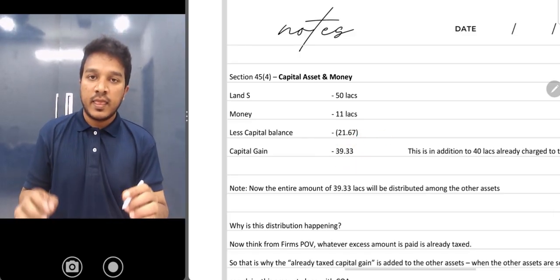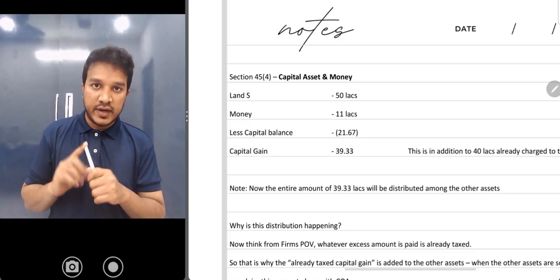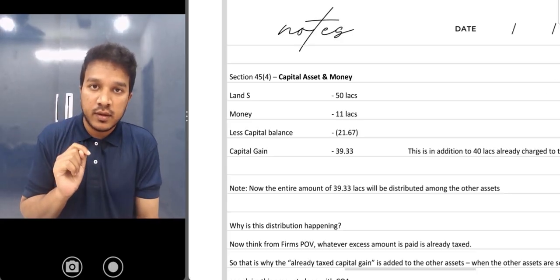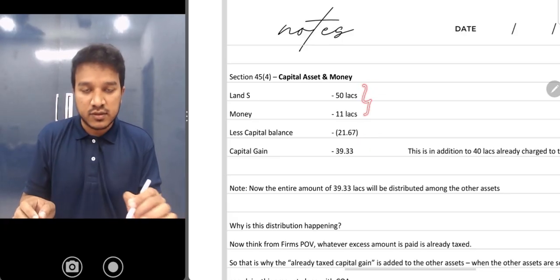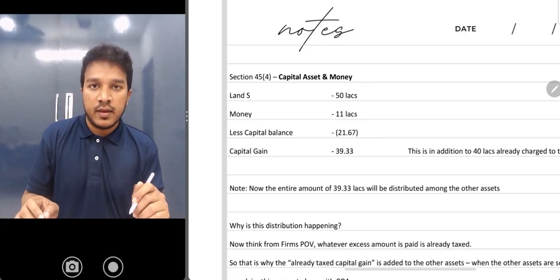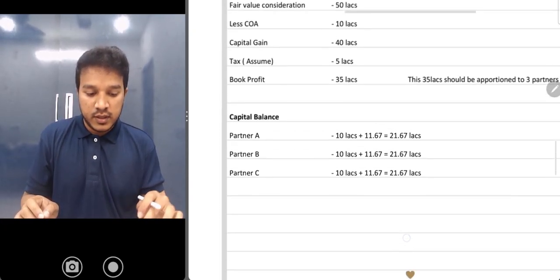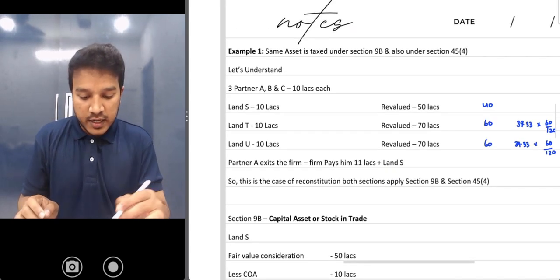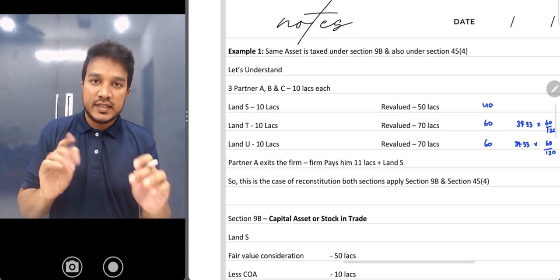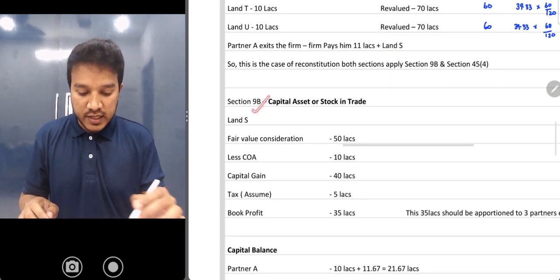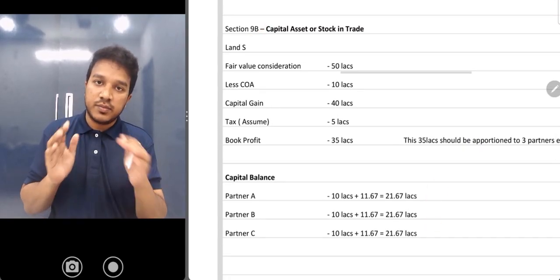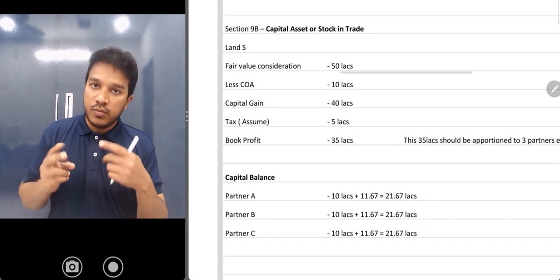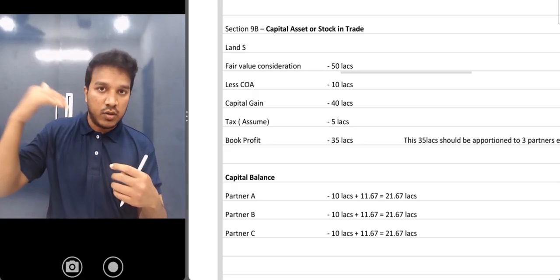Now tell me, if his capital balance is 21 lakhs in the books, how much should you pay? You should pay 21.67 lakhs only, no? Why are they giving him excess? I'll tell you why. Now come back here. Land A was there. Exactly what happened to land A under section 9B? They apportioned that profit to all 3 partners. It means the 3 partners had a share in it. Profit came, all three shared it and increased their capital accounts.